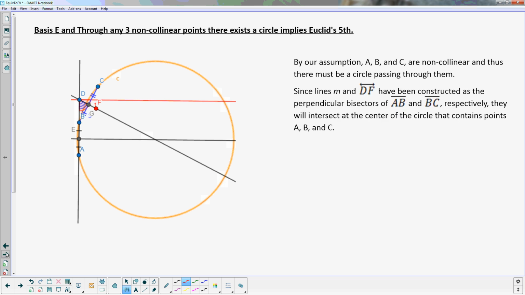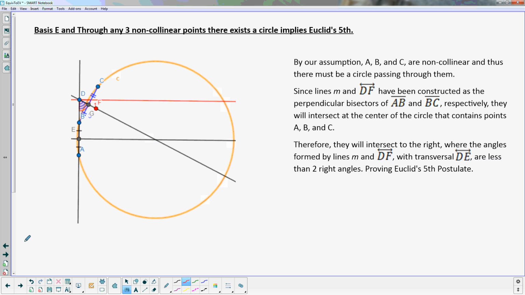Given that, lines M and DF, M being this line right here, sorry that it wasn't marked, are constructed as the perpendicular bisectors of AB and BC. They'll intersect at the center of the circle that contains points A, B, and C. So they're going to intersect right here. And that is going to make way for the fact that they intersect to the right of line DE.